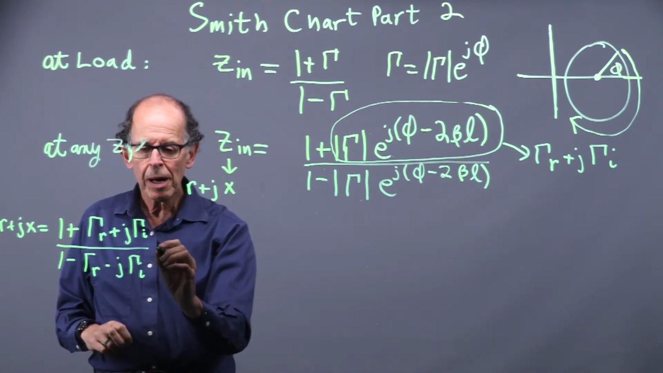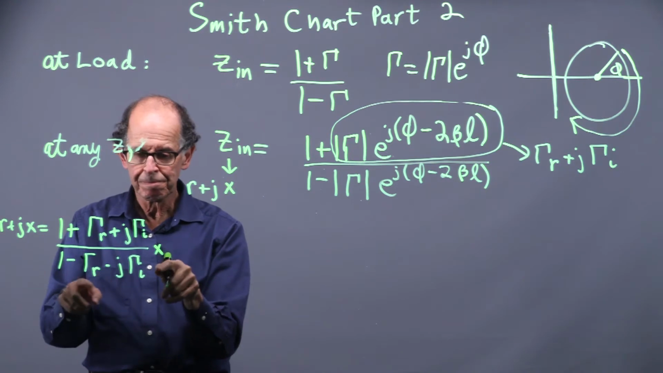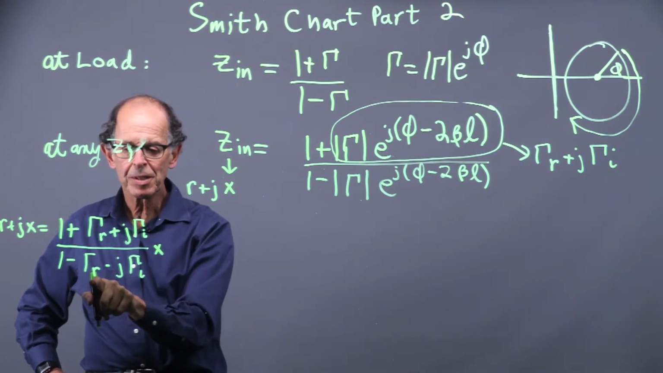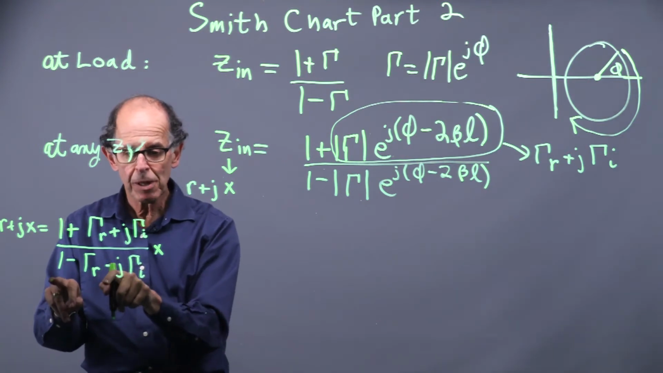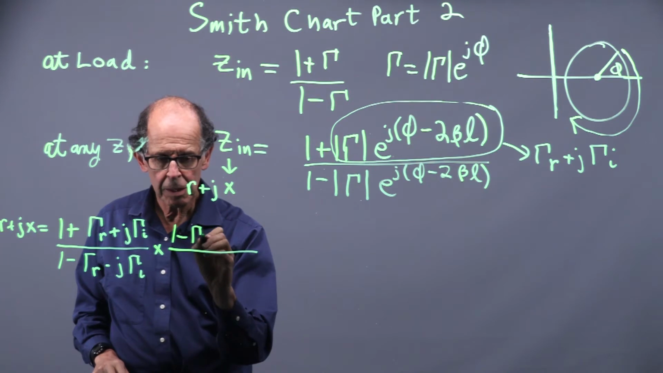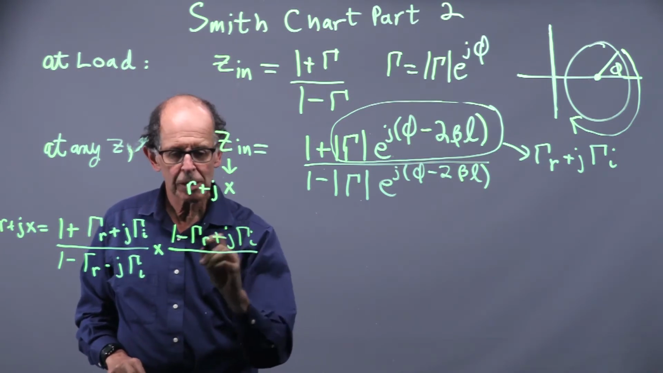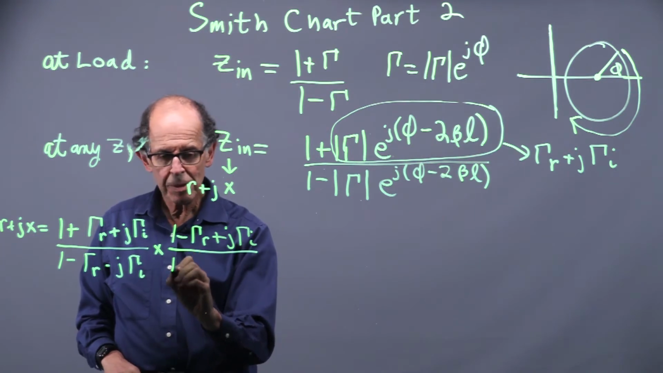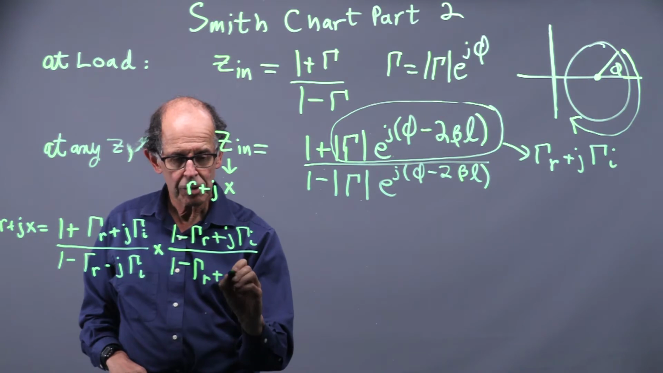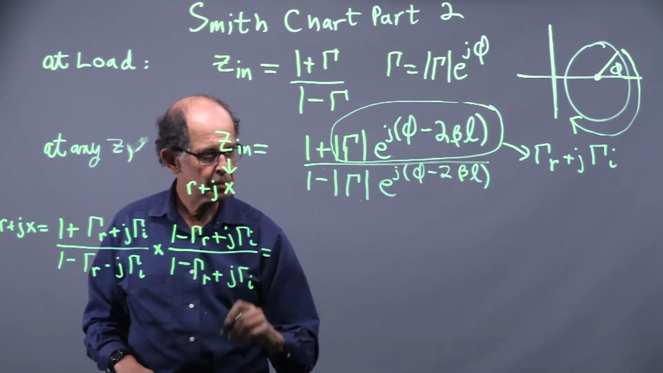We multiply top and bottom by the conjugate. So what's the conjugate of this? 1 minus gamma r, that's the real part, plus sign, 1 minus gamma r plus j gamma imaginary, times the same thing below, gamma r plus j gamma imaginary, which is equal to.